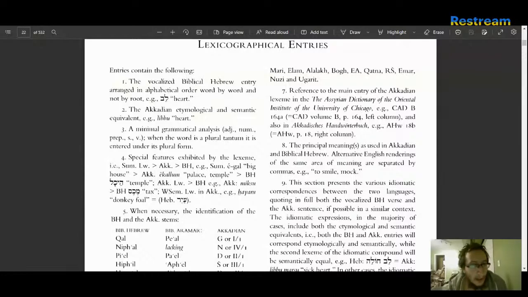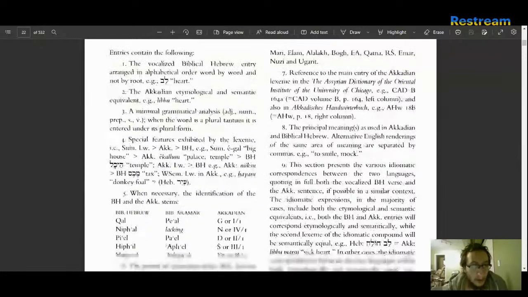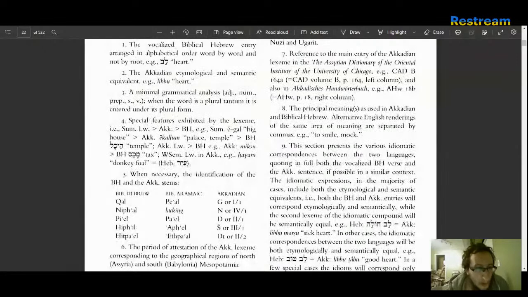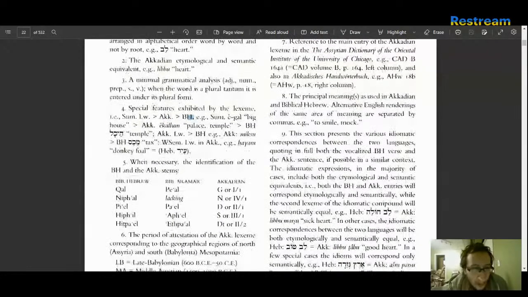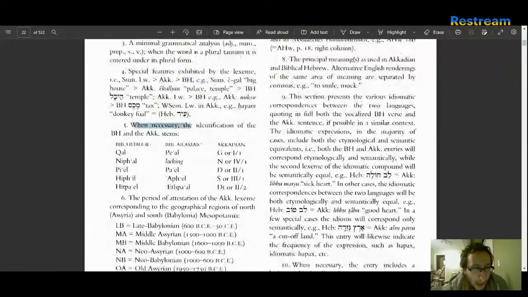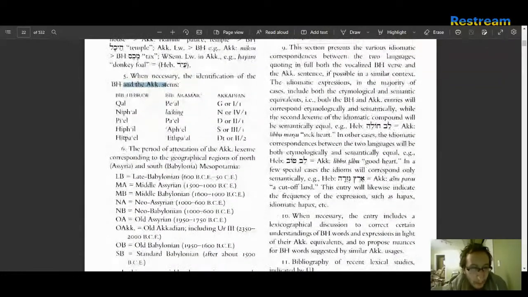Okay, and then a minimal grammatical analysis, for example, adjective, number, preposition, V, I think, is verb. Okay, so when the word is a plural, it is entered under its plural form. Special features exhibited by the lexeme. So if it's a Sumerian loanword, or if it's Akkadian, Biblical Hebrew. So when necessary, the identification of the Biblical Hebrew and the Akkadian stems, so like conjugations of the verb.